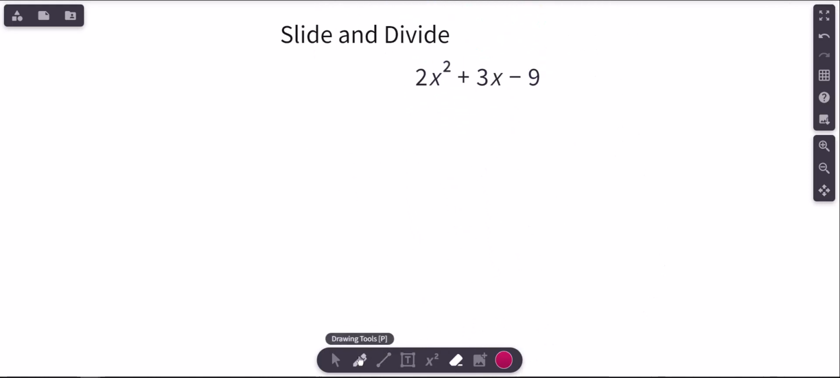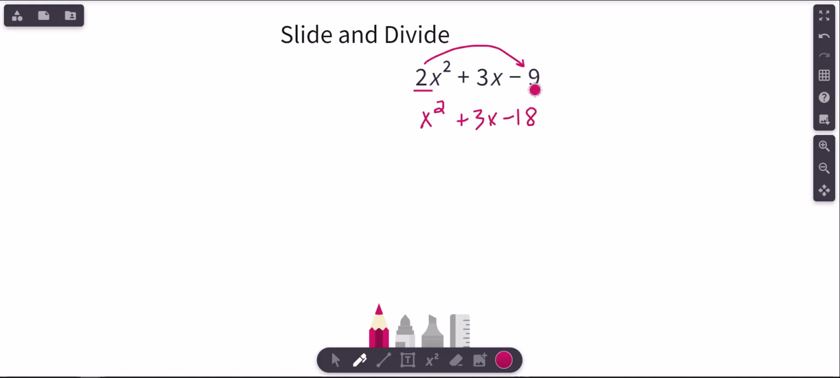Our final method is slide and divide. For slide and divide, we're going to begin by sliding the 2 over to the 9. So we're going to multiply that. That's going to give us x squared plus 3x minus 18. So we're removing the 2 from the beginning, we're sliding it off to the end, and we're rewriting it as a trinomial that has a coefficient of 1 in front of the first term. Then we're going to factor that. So we're going to factor x squared plus 3x minus 18.